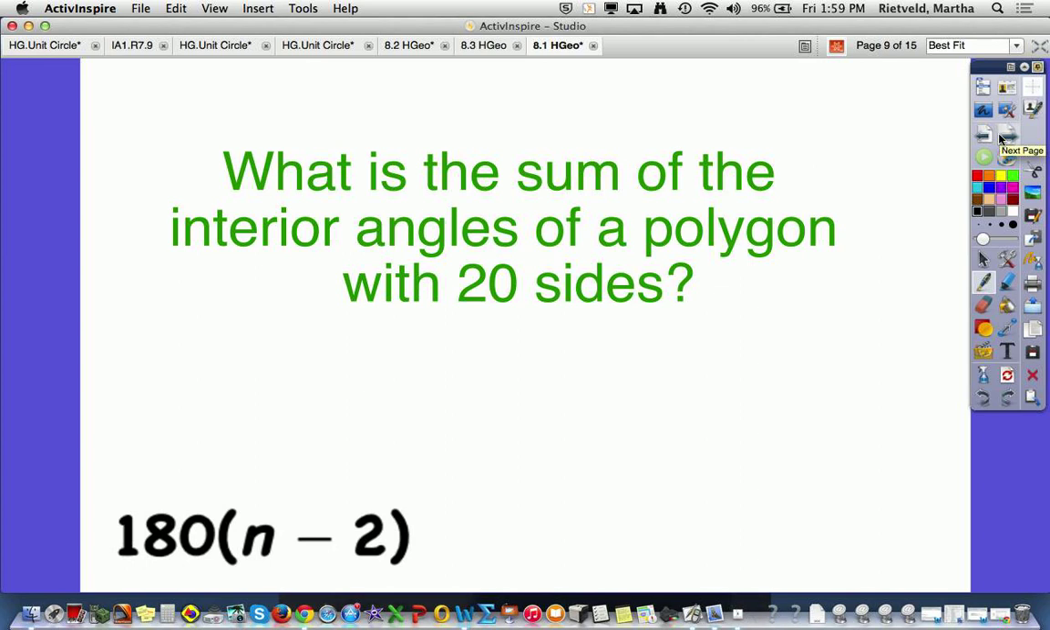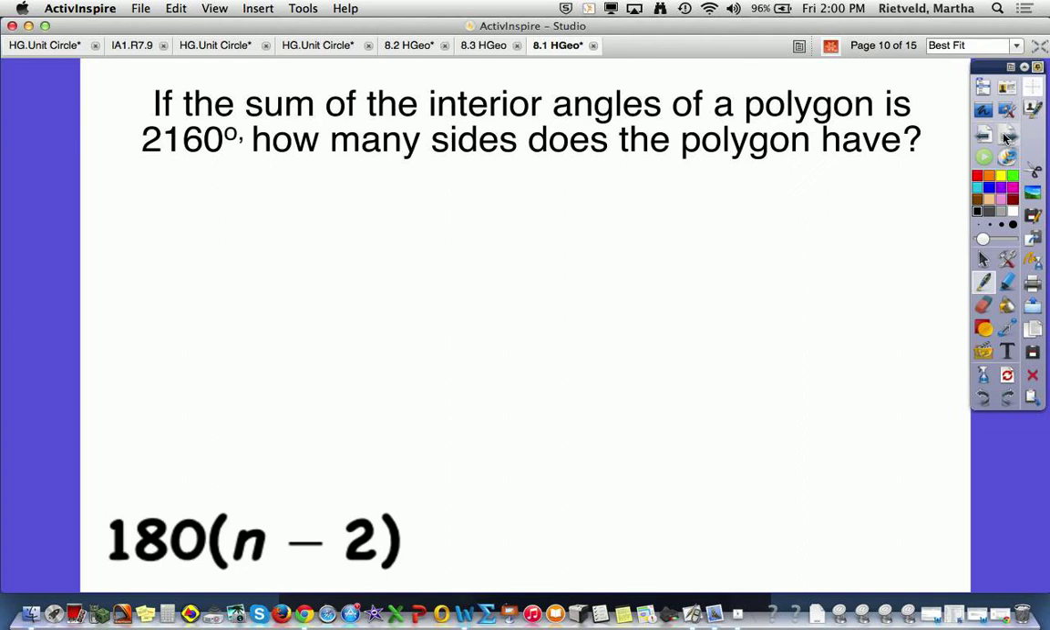Next example asks us to find the sum of the measures of the interior angles of a polygon that has 20 sides. We know that if we had 20 sides, we would be able to make 18 triangles on the interior, multiply each of those by 180, and we have 3,240 degrees inside that polygon with 20 sides. In the next example, we already know the sum of the interior angles is 2,160. And we want to know how many sides we have in that polygon. Remember, the number of sides and the number of angles is the same. So I'm going to take this formula, set it equal to 2,160, and solve for n.